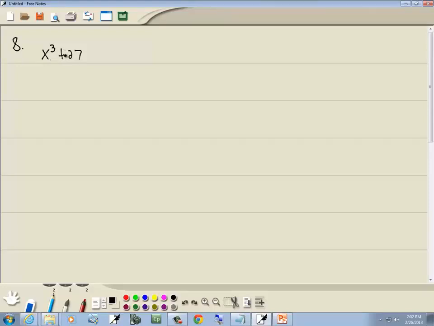I go to my number 6, the difference of two cubes. Two terms with a minus between it. Well, that doesn't fit. There's a plus between it. I go to my last one, which is the sum of two cubes. And the sum of two cubes says two terms with a plus between it, which this fits. So we're going to try to write it as something to the third power plus something to the third power.